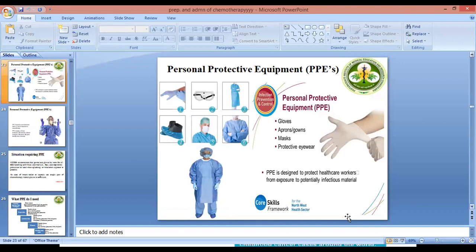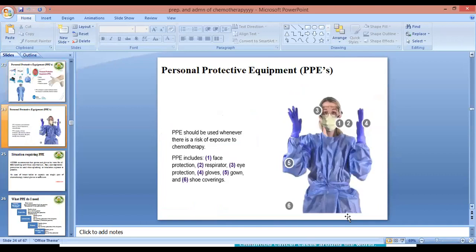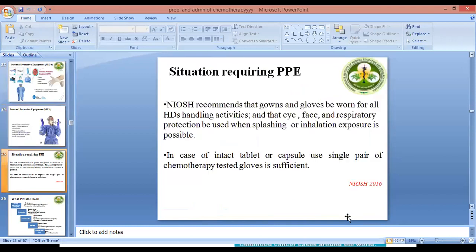PPE is designed to protect healthcare workers from exposure to potentially infectious material. PPE should be used whenever there is a risk of exposure to chemotherapy. What PPE should we include? Face protection, respirator, N95 mask, eye protection, gloves, gown, shoe cover and head cover. NIOSH recommends that gown and gloves be worn for all hazardous drug handling activities, and that eye, face, and respiratory protection be used when splash or inhalation exposure is possible. In case of intact tablet or oral medication, a single pair of chemotherapy tested gloves is sufficient.